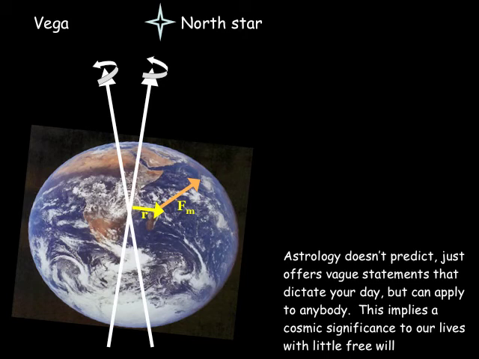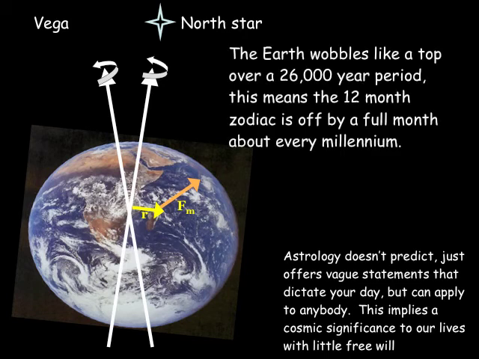And so what happens when you have a torque on a rotating body? The rotation of the body changes. The daily rotation, the spin of the Earth, wobbles. This is called precession. It's a very slow phenomenon. The Earth wobbles like a top. Over a 26,000 year period, the axis of the Earth, the north-south axis of the Earth, slowly rotates over 26,000 years.